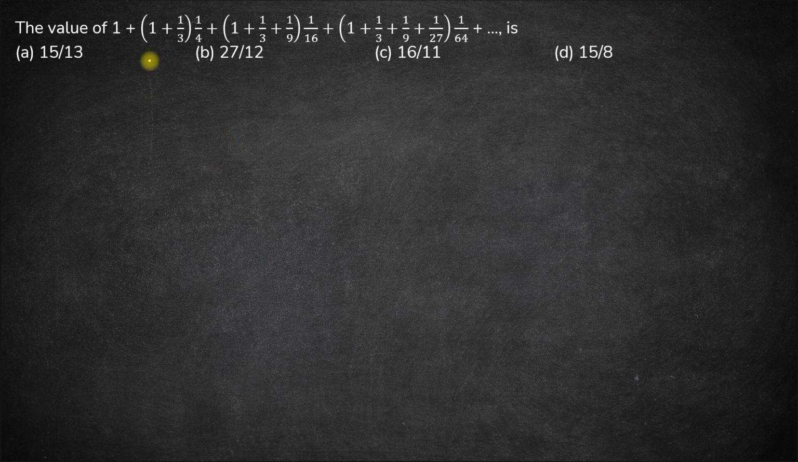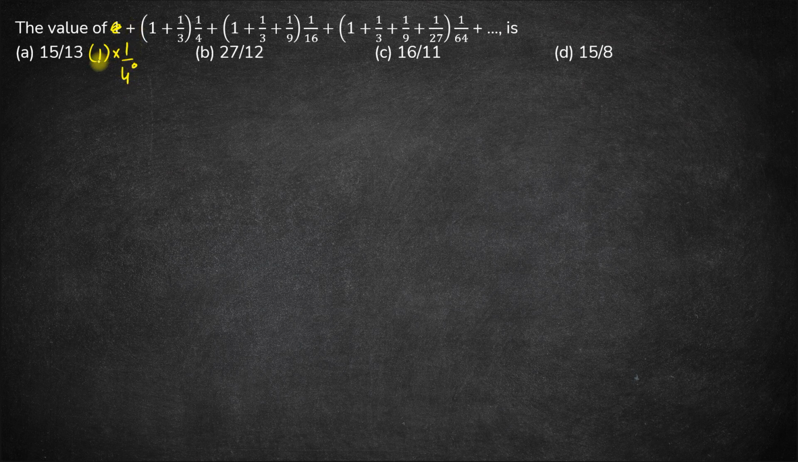Hi. Now this is a slightly tricky question. Here you have a lot of terms, basically an infinite series, but there is a pattern to it. If this 1, we can think of it as 1 into 1 upon 4 to the power 0. Right? 1 upon 4 to the power 0 is nothing but 1.